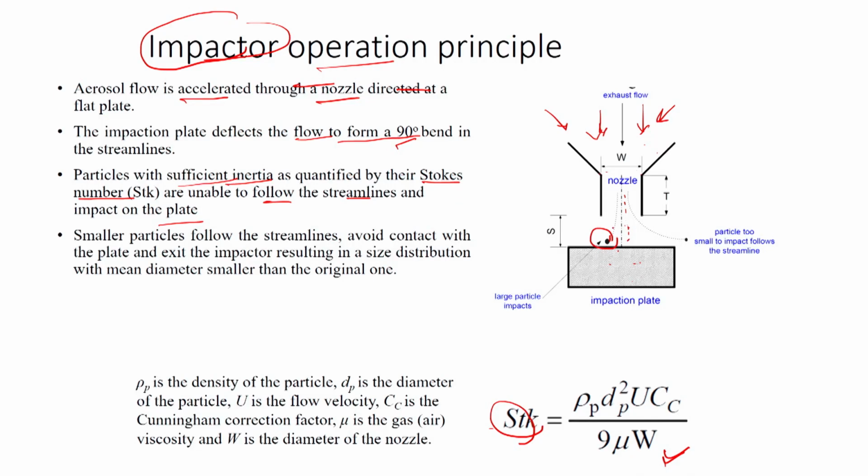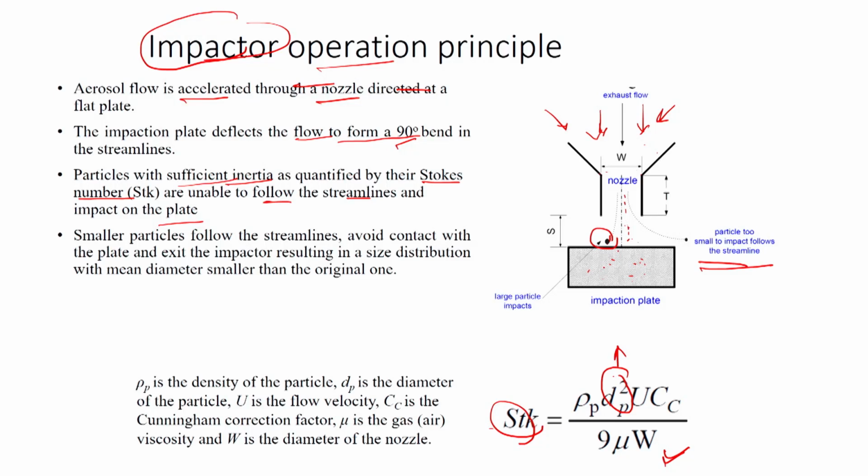So what will happen, this particle will be deposited. But when you have particles with smaller sizes, these smaller particles will not be impacted because their Stokes number will be low. The Stokes number is directly proportional to d square, the square of the particle size. So diameter is very important. The larger the diameter, the larger the Stokes number. Smaller diameter means smaller particles, they will be deflected and will not come onto the impaction plate.